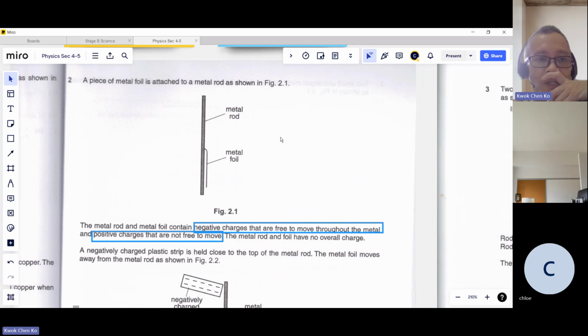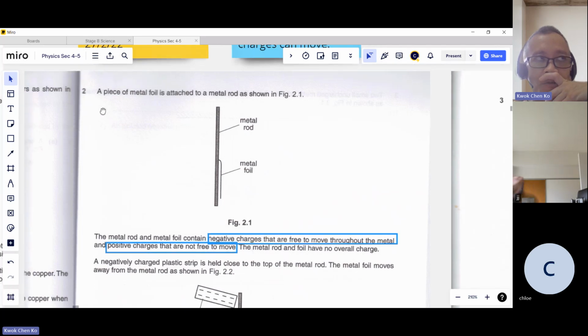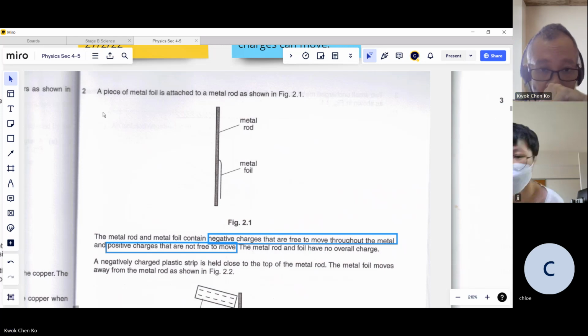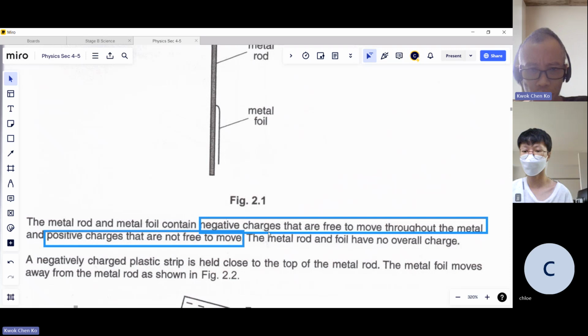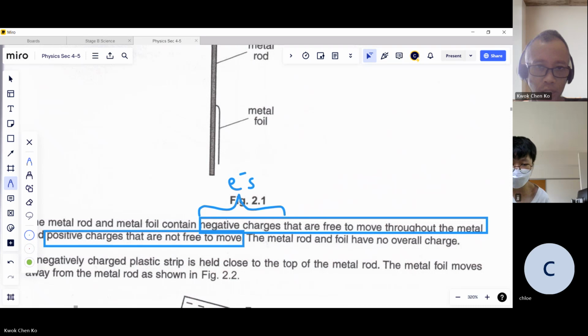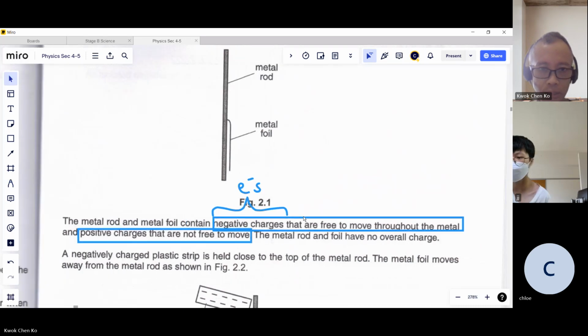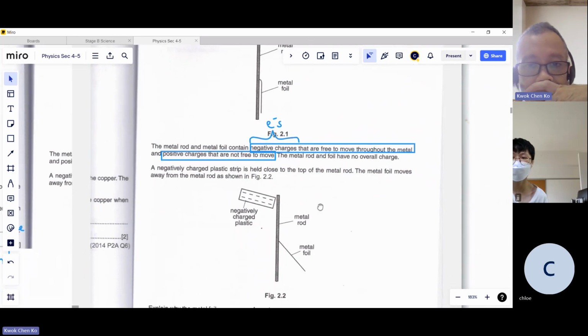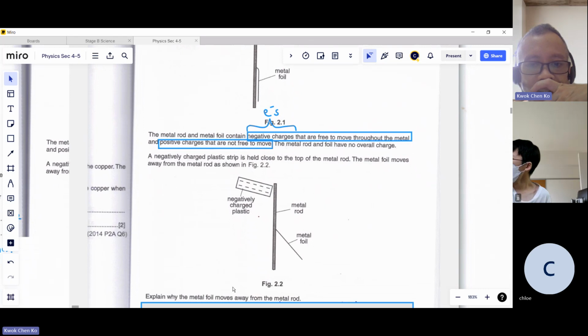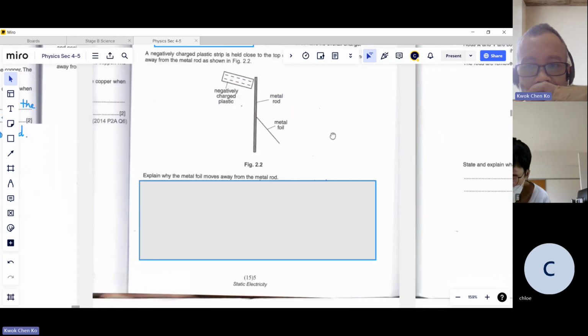Okay, question 2 is a very, very standard question. I would say it's a typically difficult question. So make sure you know how to answer that. Now, likewise, they did mention negative charges. Again, by now you should realize these are referring to electrons. So again, make sure you understand what the question is asking. If not, you may want to voice out now. Why the metal foil moves away from the metal rod?